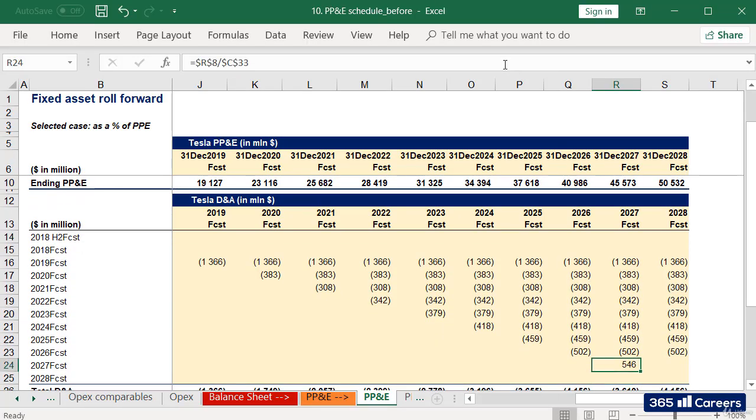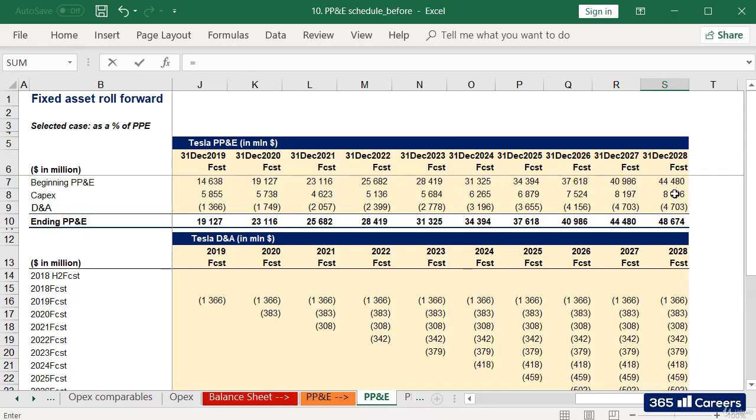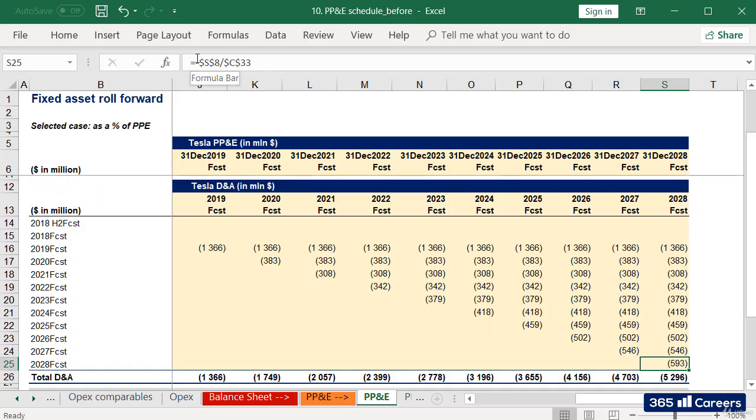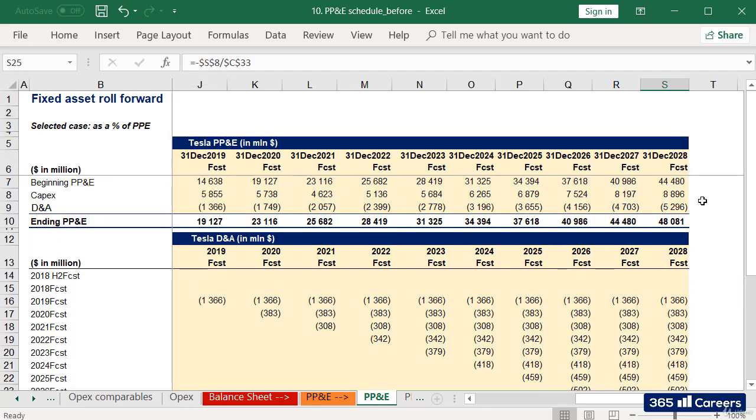This calculation does take a few moments, but this sort of pyramid structure very nicely shows us how the expense for D&A is formed. It results from CapEx spent in previous years and accumulates over time. Once we are ready, our fixed asset roll forward will be complete.